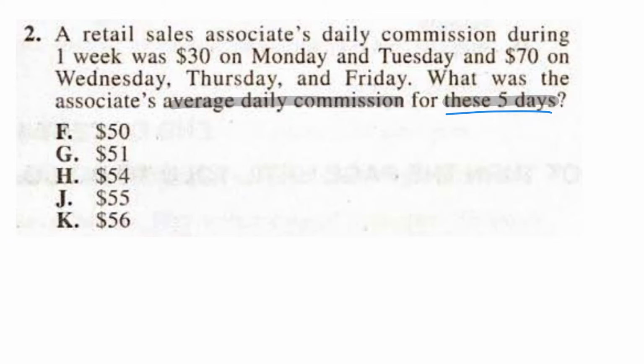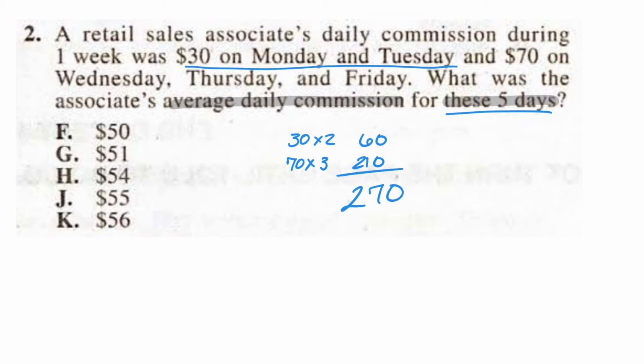It says daily commission for 1 week: $30 on Monday and Tuesday. So $30 times 2 for a total of 60, and $70 on Wednesday, Thursday, and Friday. So $70 times 3 for a total of 210. 60 and 210 make 270. So $270 were made in 5 days. So we divide 270 by 5, and the answer is $54.